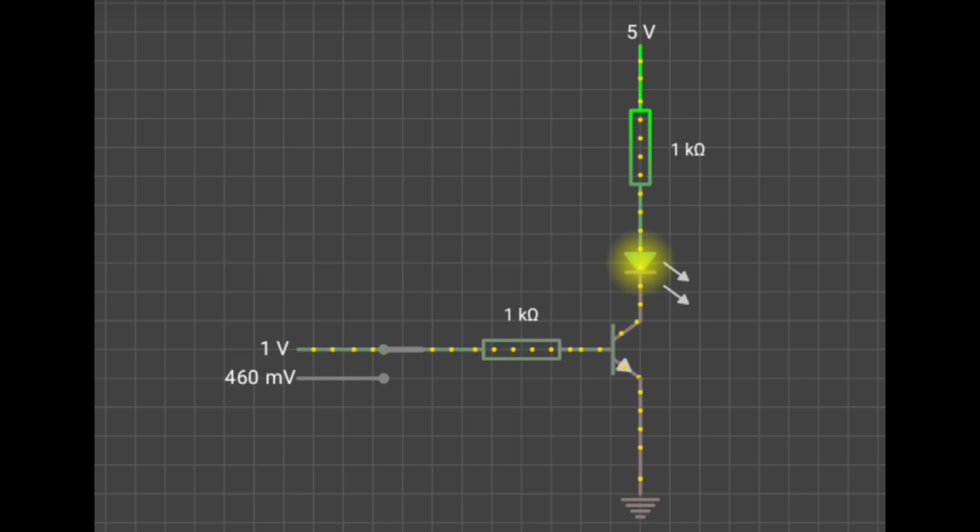Summary. A small base current controls a large collector current. This allows us to turn on an LED using a weak signal. The transistor acts as a switch in common emitter mode. Placing the LED in the collector circuit ensures proper brightness and functionality.